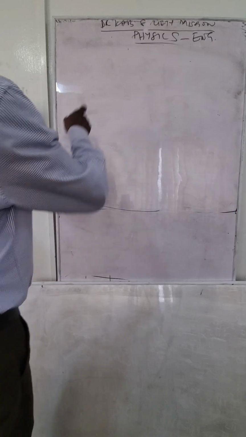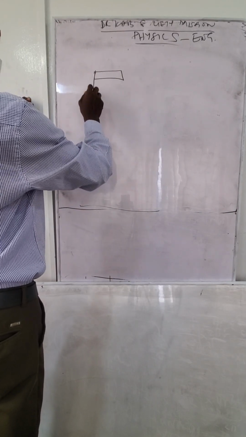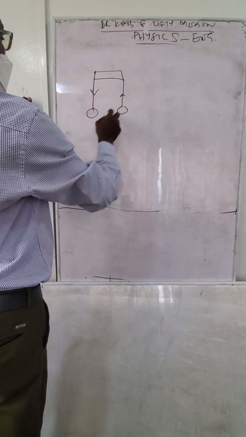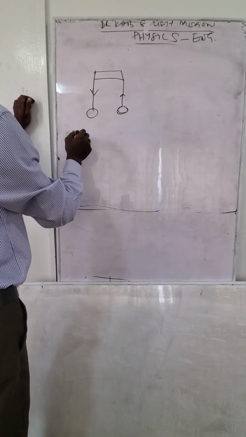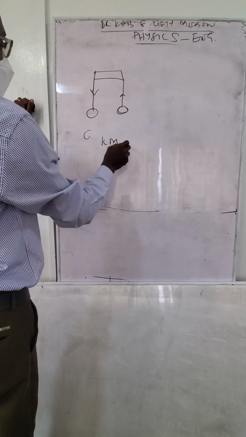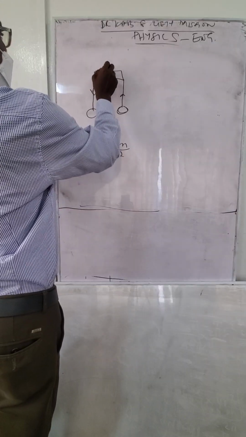Now, before we go to that, let's assume that we have a body like that, a couple. This is a couple. That means the forces are acting in the same direction. Okay. Let's assume these are two bodies. Okay. Now, the two bodies will have force of attraction between them. Let's say K M over R squared. Okay. Let's say the distance is D.